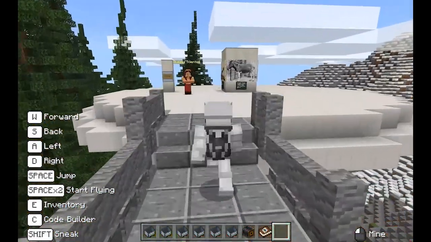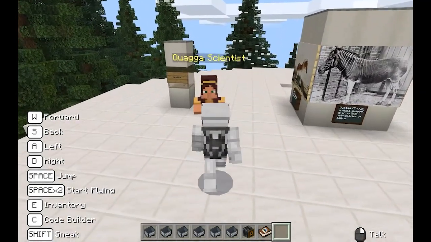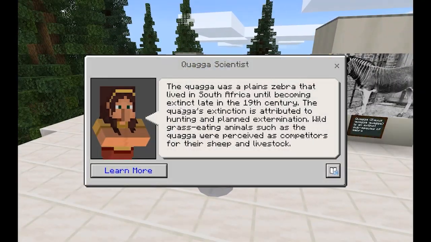Kind of looks like a horse. Alright, the quagga scientist. If I'm pronouncing that right. The quagga was a plain zebra, weird, that lived in South Africa until becoming extinct late in the 19th century. The quagga's extinction is attributed to hunting and planned extermination. Wild grass-eating animals such as the quagga were perceived as competitors for the sheep and livestock.